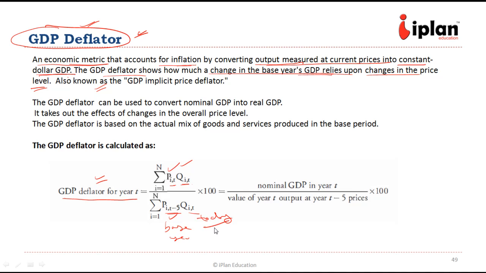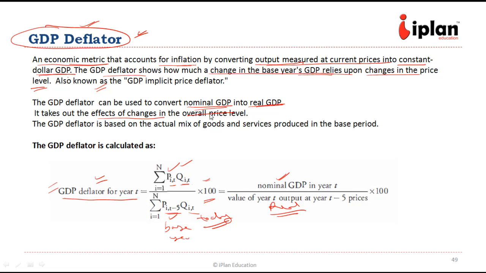Or we can say this is the GDP at base year prices and this is the GDP at nominal prices. Nominal divided by real will give you the GDP deflator. 100 is to represent that in percentage. So it can be used to convert nominal GDP into real GDP. So it is nothing but nominal divided by real. It takes out the effect of changes in overall price level.